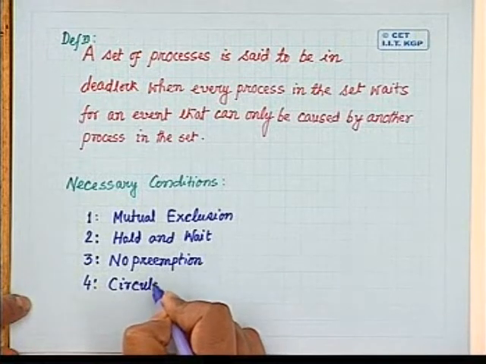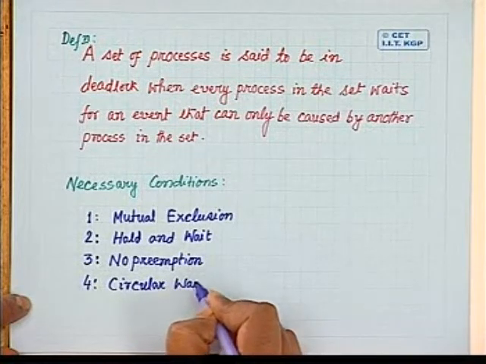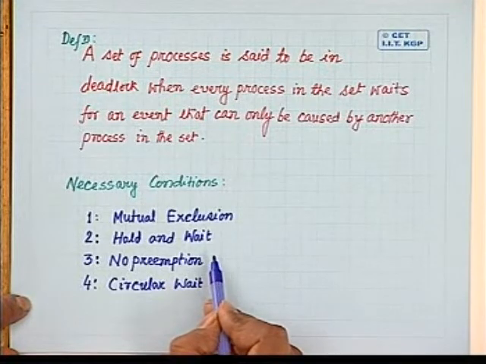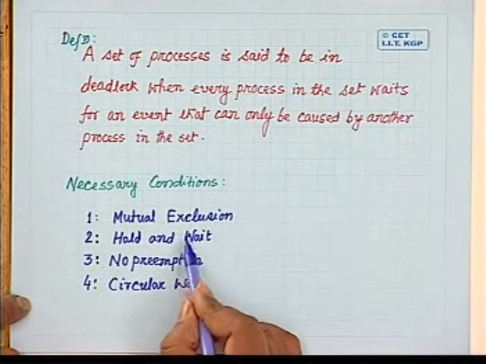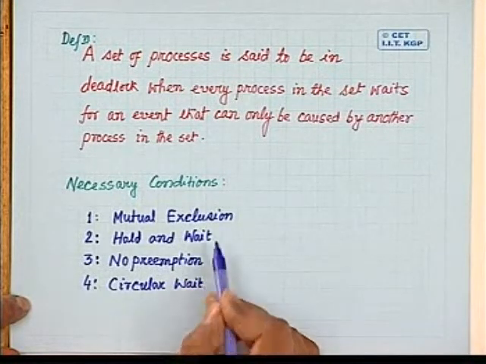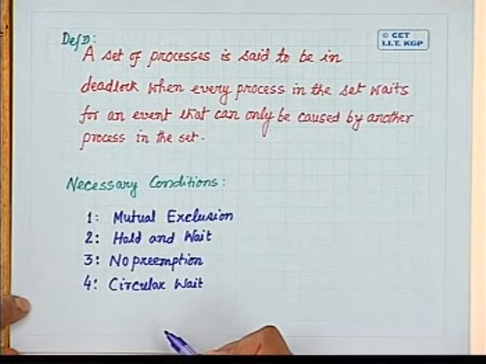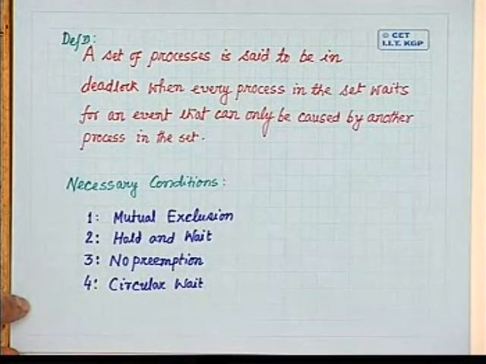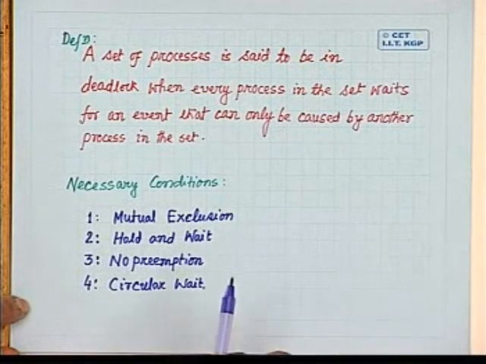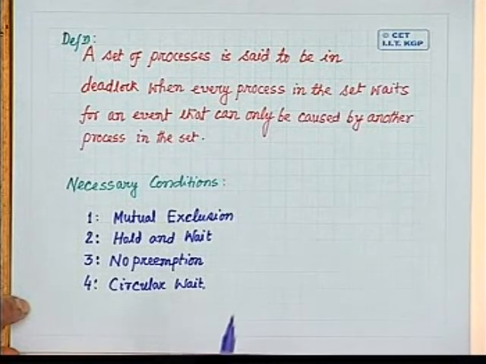Of course, we can say that this circular wait is an extension of hold and wait, because it is the hold and wait which leads to the circular wait condition. But even then, it is better to keep them separate, because this will ease our analysis of the deadlock problem. Because these are the four necessary conditions for the occurrence of deadlock, if we can ensure that at least one of them is not present, then we can ensure that the system is deadlock free. We'll see more on this in the next class.